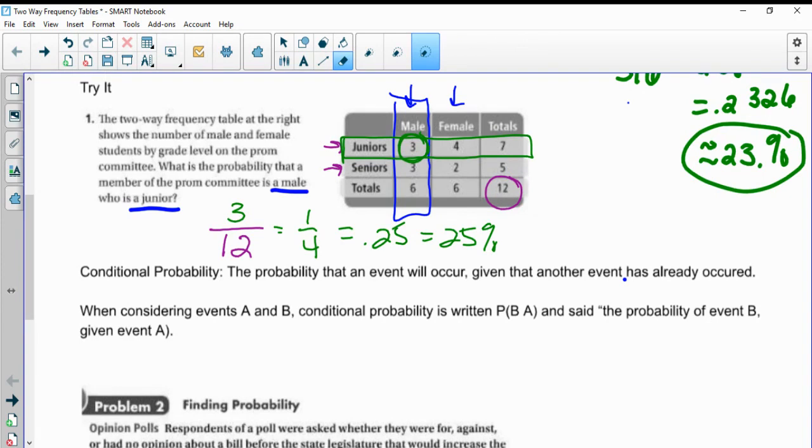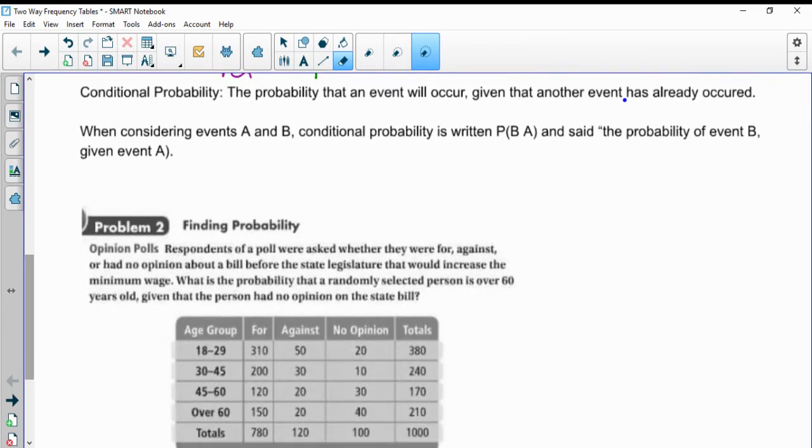And the reason we do these two-way frequency tables is to help us with this thing called conditional probability right here. And you can read, it says, that's the probability that an event will occur given something else already happened. Okay. So an example would be like talking about the probability that you pass geometry given that you did all your work, right? Normally to pass, you have to do work, so that's a conditional thing.